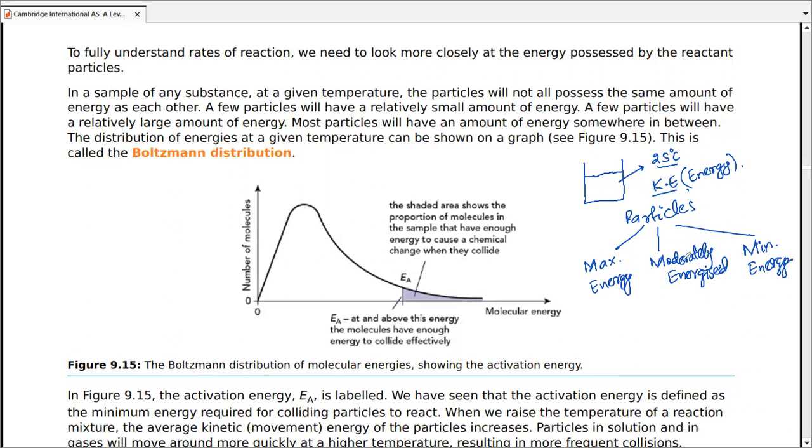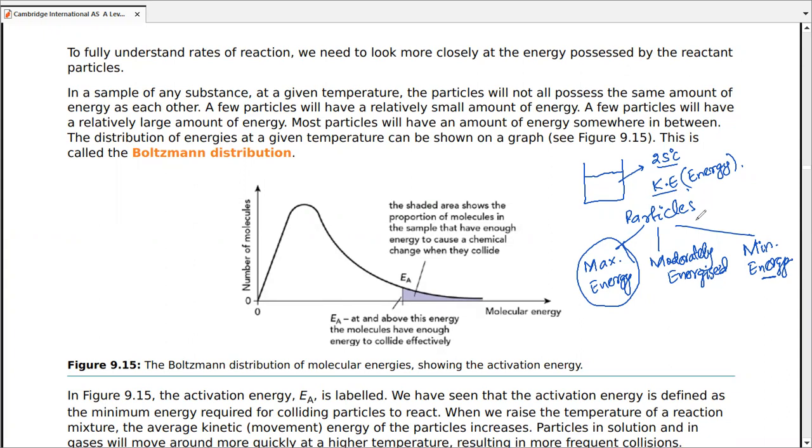Now, if these particles are supposed to go through a chemical reaction and be converted into products by reacting with something, then let me tell you, maximum energy particles are the particles which already have energy greater than the activation energy, so their chances of being converted into a product because of a collision are quite the highest.